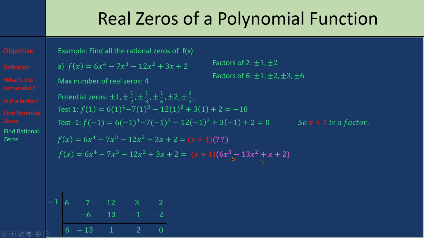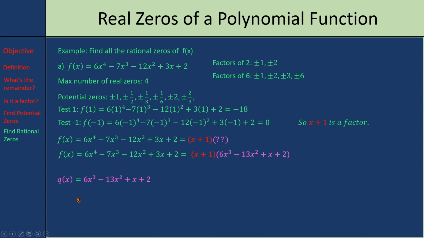But anyway, after I divide it, I get this pink guy. Now I have to break this pink guy down so that I can find the other zeros that are embedded in this guy, right? So I'm going to repeat this. I'm going to call this pink guy Q of x or whatever. So I'm going to call Q of x that guy, and I'm going to repeat the whole process again.